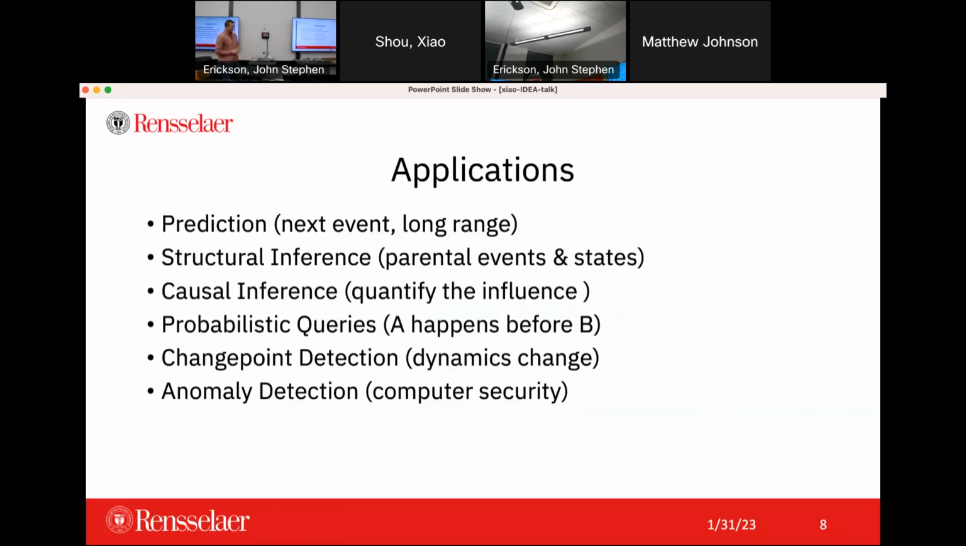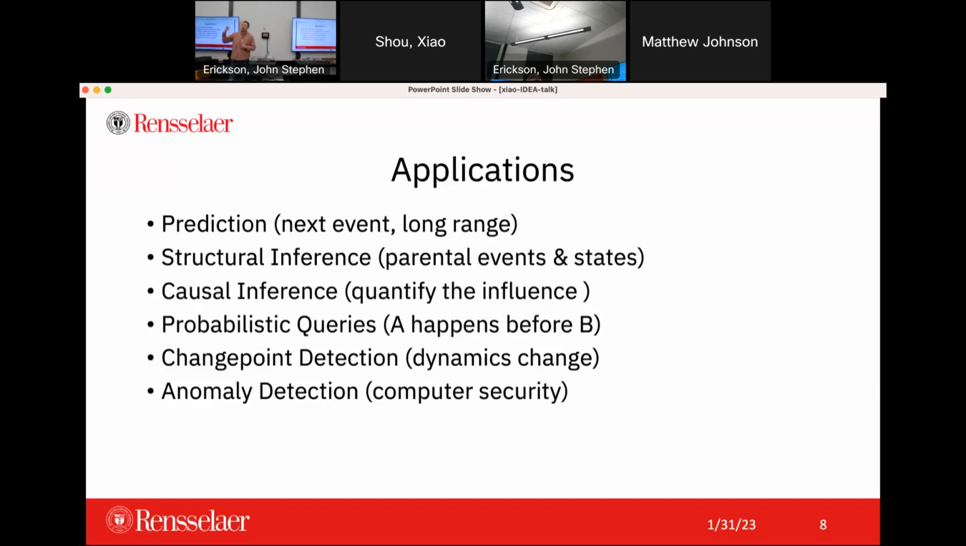Yeah, and there are many applications or problems in this domain. One is prediction. Prediction is very important, right? So you can look at, given the history, what's the next event to arrive? Or you can ask the long-term question: within maybe 10 months or 10 years, what will be happening? So that is long range prediction.